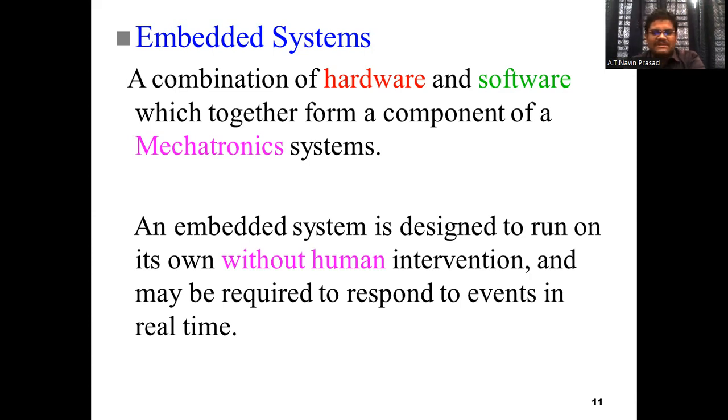So an embedded system is designed to run on its own without human intervention. For example, in the early days, we had lathe machines. To operate the lathe machines, we needed a human operator. But nowadays, CNC has been used in many industries, so it also reduces the labor.